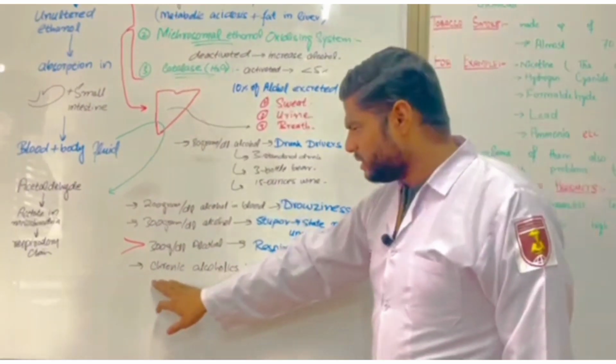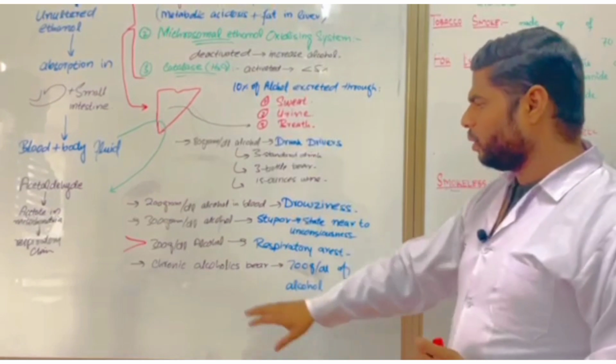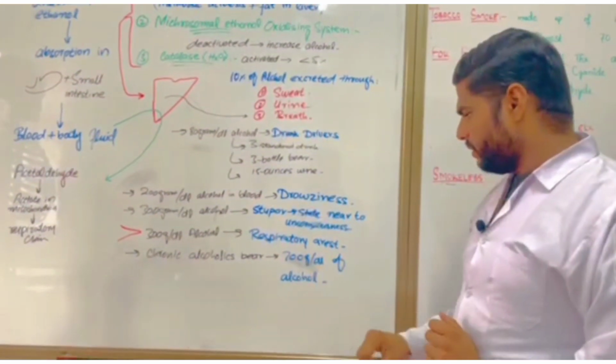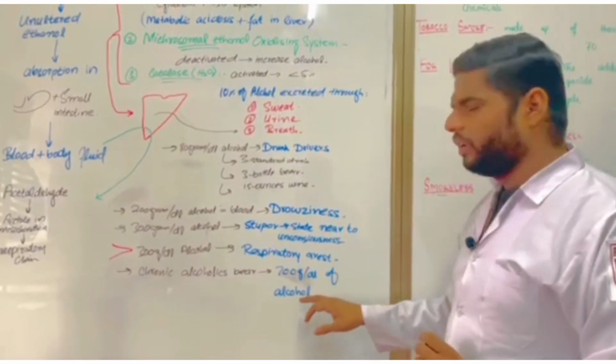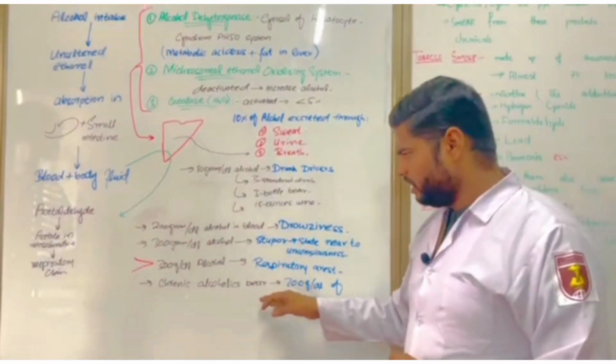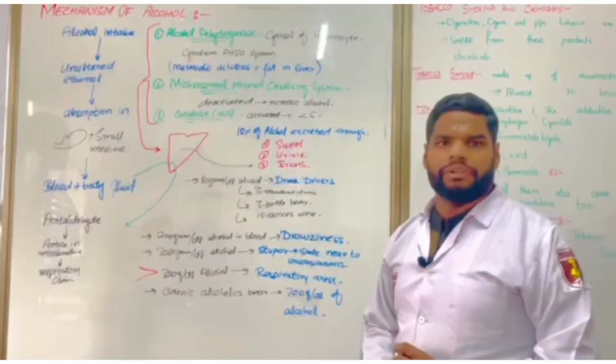And there is the chronic alcoholic, who can bear around 700 gram per deciliter of alcohol. It is not an appreciated effect, but it is an effect which affects our body.